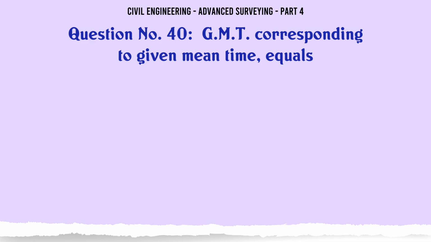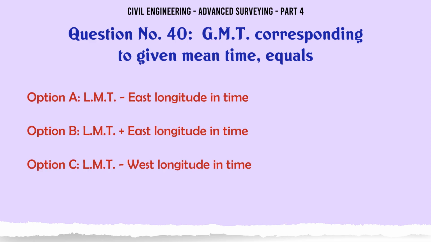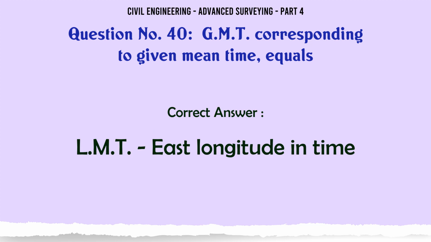G.M.T corresponding to given mean time equals: A. L.M.T + east longitude in time. B. L.M.T − east longitude in time. C. L.M.T + west longitude in time. D. None of these. The correct answer is L.M.T − east longitude in time.